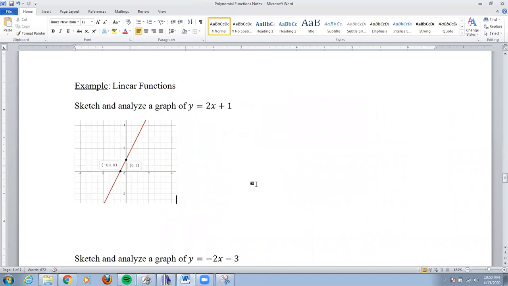Okay, so again, the purpose of this practice is just to sketch and analyze. When we say analyze, we can talk about the end behavior. So this would go quadrant 3 to quadrant 1.